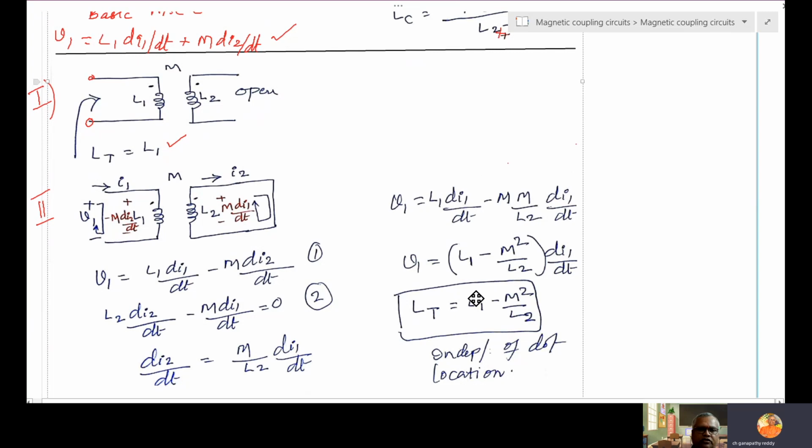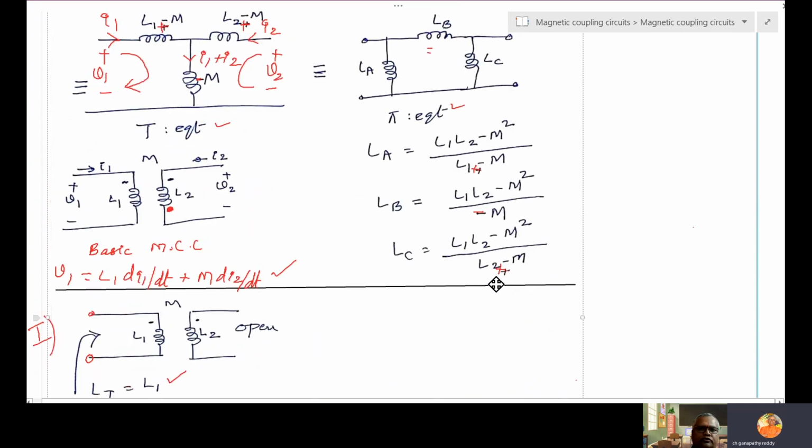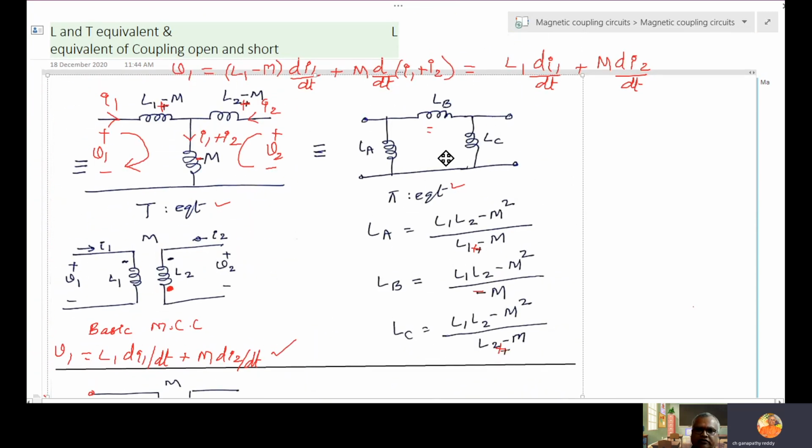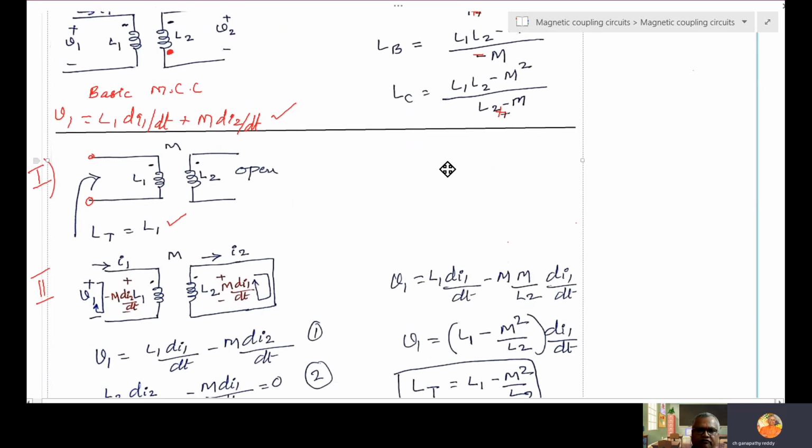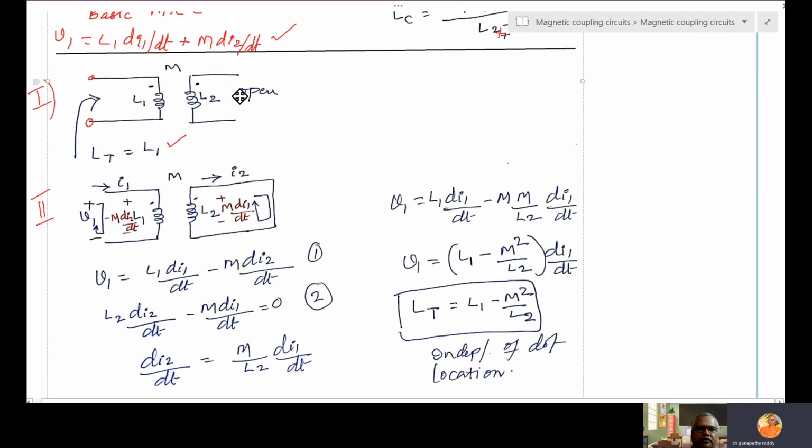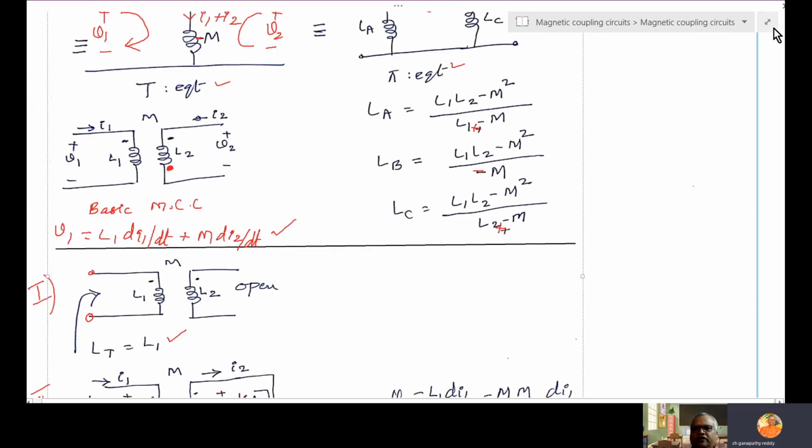You need to remember all these answers. If the secondary is open, L equivalent is only L1. If it is short, L equivalent is L1 minus M square by L2. Coupling open, what is L equivalent? Coupling secondary short, what is L equivalent? Both we have done.